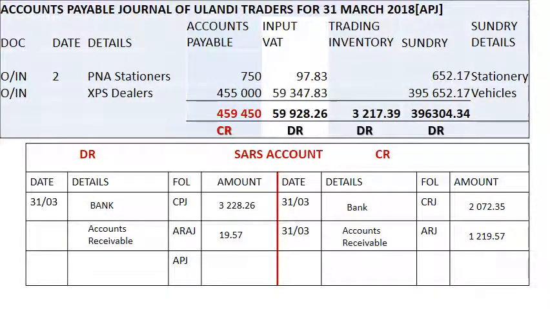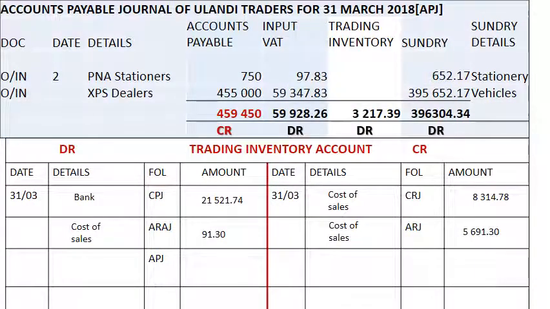For the input VAT column, we go to SARS account in the ledger. On the debit side at the end of March, the details, it's accounts payable, folio, APJ, total amount as calculated in the journal. The inventory column will be posted on the debit side of the trading inventory account in the general ledger. Date 31st of March. Details, accounts payable. Journal APJ. Amount as calculated in the journal.